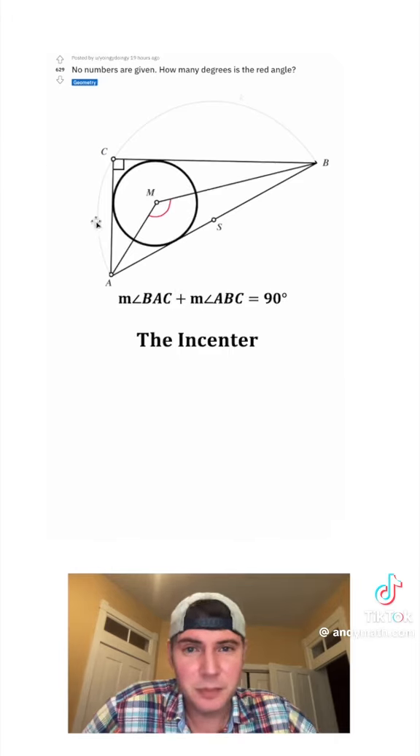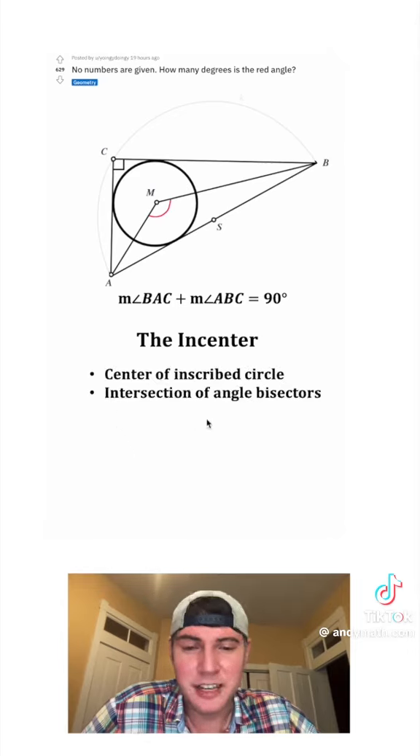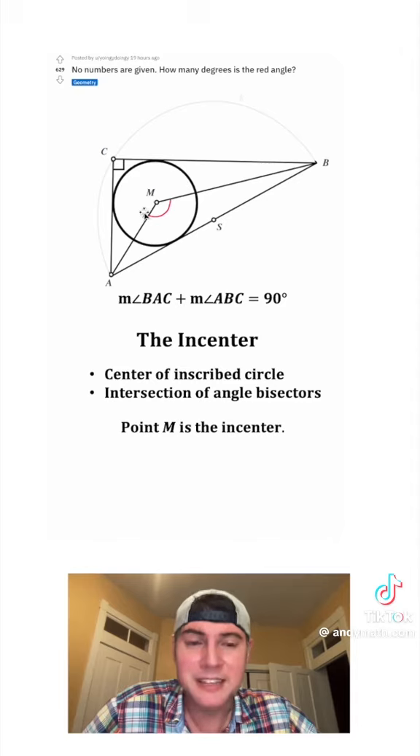Every triangle has a special point called the incenter. There are two very important details about the incenter. First, it's the center of the inscribed circle. And second, it's the intersection of the angle bisectors. So for this figure right here, point M is the incenter. It is the center of the inscribed circle.